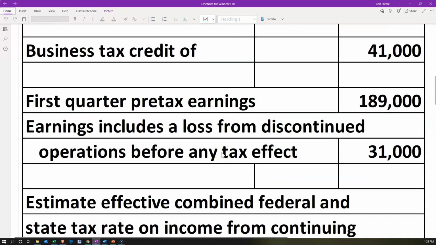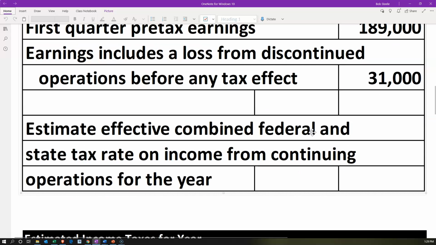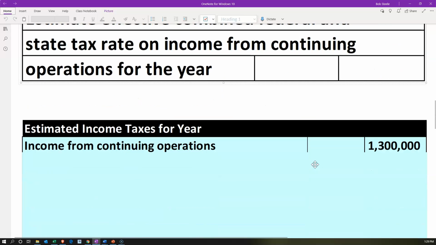Then we have the first quarter pre-tax earnings. So the earnings for the first quarter, $189,000 for the quarter. Earnings includes a loss from discontinued operations before any tax effect, that being the $31,000. We'll have to make an adjustment for that. Estimated effective combined federal and state tax on income from continuing operations for the year.